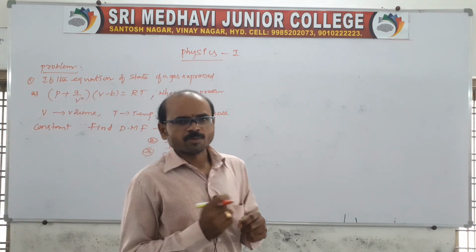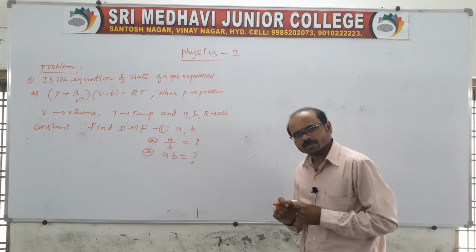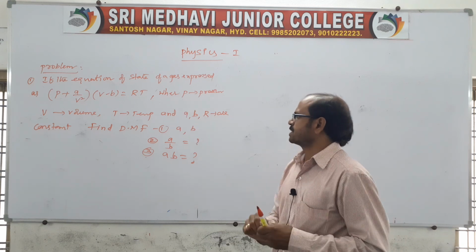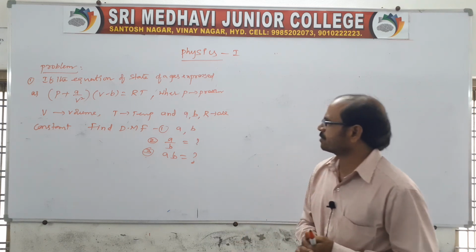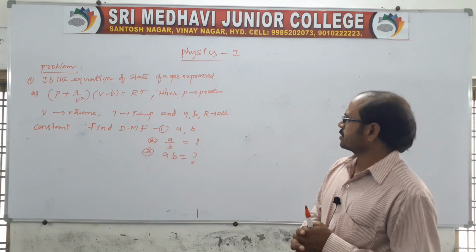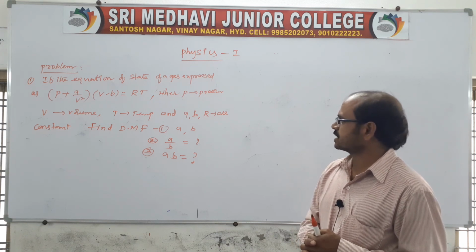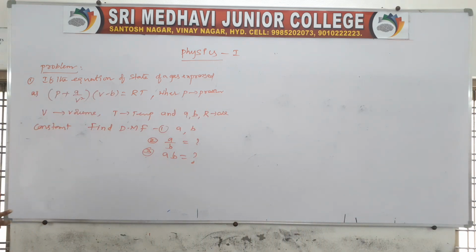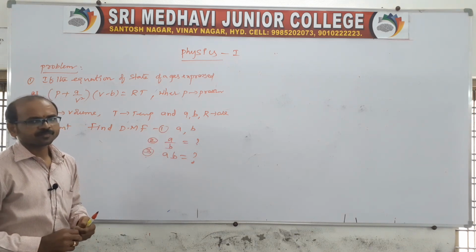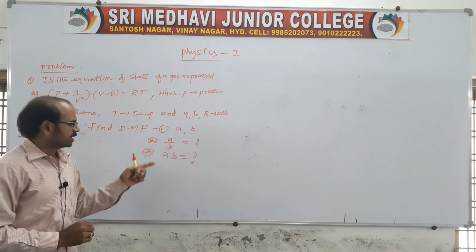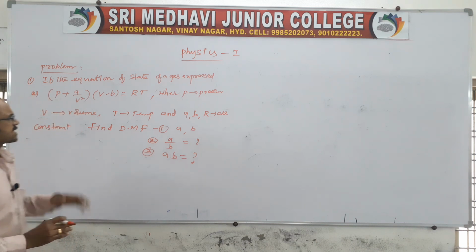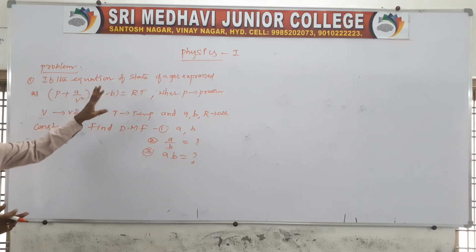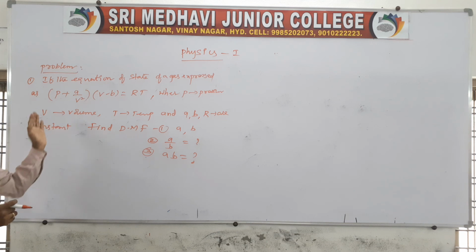See, the one example problem I am giving in dimensional formulas. The equation of state of a gas is expressed as (P + a/V²)(V − b) = RT, where P is the pressure, V is the volume and T is the temperature, and a, b, and capital R are the constants. Then find the dimensional formula of a and b, and a/b, and also ab. See, this equation is related to the van der Waals equation. Now by using this expression, how will we get the a and b values?